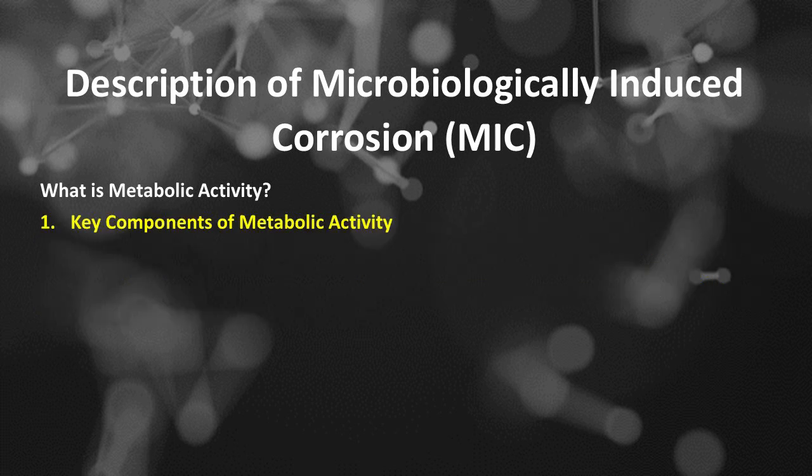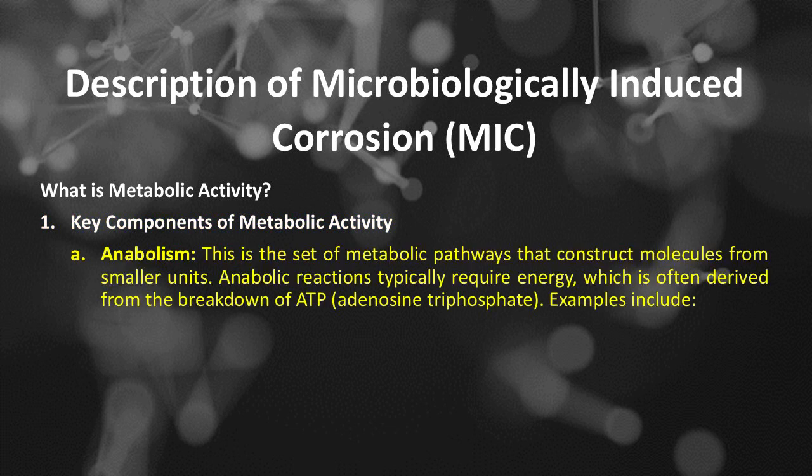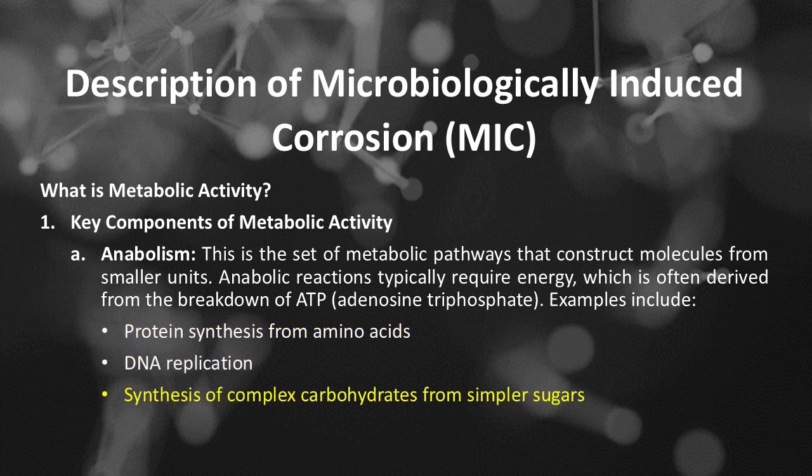Number 1 is key components of metabolic activity. Number A, of key components of metabolic activity is anabolism. This is the set of metabolic pathways that construct molecules from smaller units. Anabolic reactions typically require energy, which is often derived from the breakdown of ATP, adenosine triphosphate. Examples include protein synthesis from amino acids, DNA replication, synthesis of complex carbohydrates from simpler sugars.